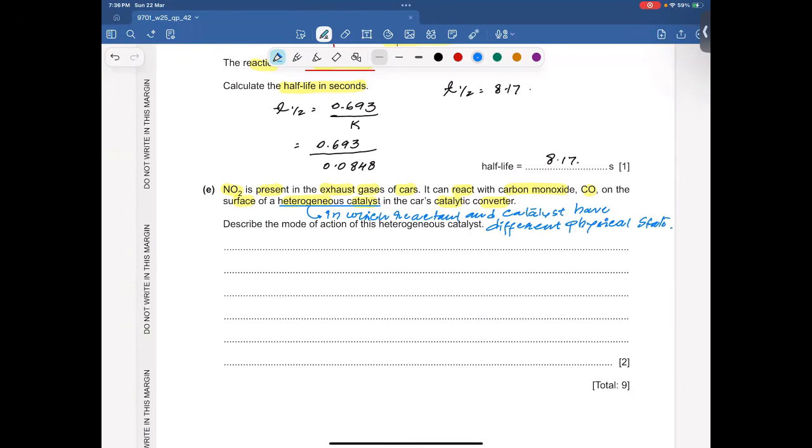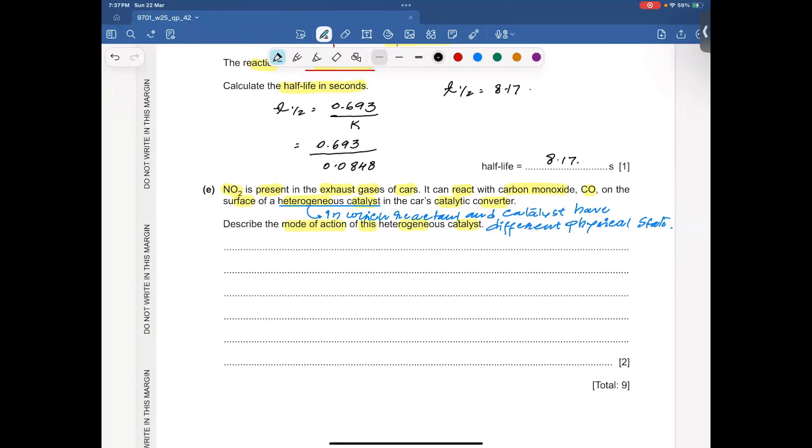And in heterogeneous catalysis, normally two processes are extremely important. The first one is adsorption, which normally takes place onto the surface of the catalyst. And the second one is desorption, in which product molecules leave the active site from the surface of the catalyst. So these two processes are really important behind the whole mechanism. So describe the mode of action of this heterogeneous catalyst.